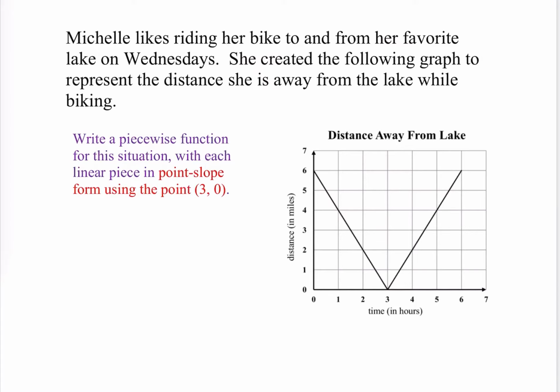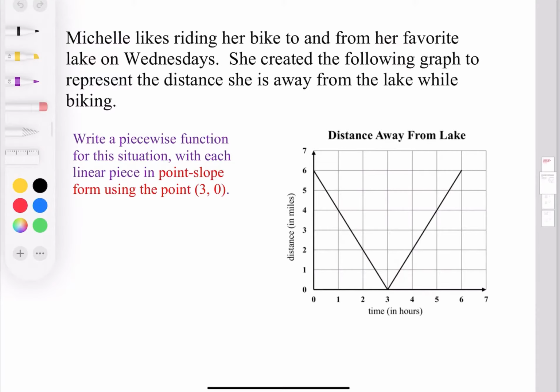What we're going to do is write our function as a piecewise function, and when we write it as a piecewise function, we're going to use our point slope form. They also asked us to take our two pieces and use a shared point at (3, 0). We can see that we have two pieces in this function, and the two pieces share this point right here at (3, 0).